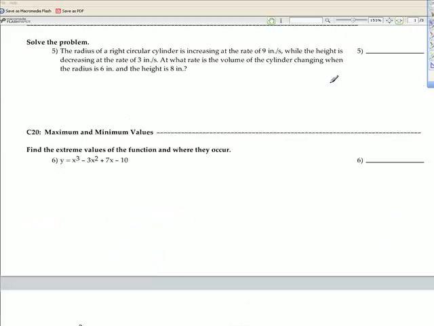We've got a radius of a right cylinder. It's increasing at 9 inches per second. That's the radius. The height is decreasing at 3 inches per second. The question, how is the volume of the cylinder changing, at what rate, when the radius is 6 inches and the height is 8 inches?